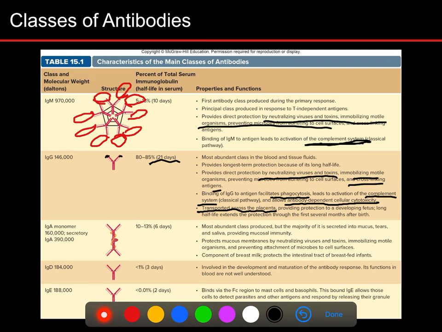It's also produced in the first breast milk that is produced, like in just the first day or two, is actually a clearish substance called colostrum that is full of IgG, which can be absorbed into the infant.